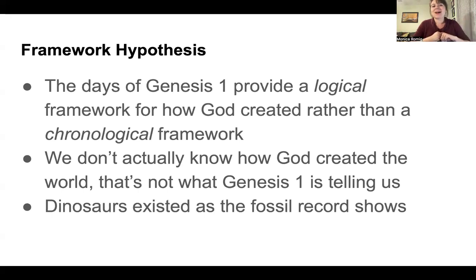Okay, here's a summary. The days of Genesis 1 provide a logical framework for how God created rather than a chronological framework. So we don't actually know how God created the world, because that's not what Genesis 1 is about. What do we do with dinosaurs? They existed, just like the fossil record shows us. They did not overlap with humans. We don't know how they existed. We have to go to science to find that kind of stuff out.